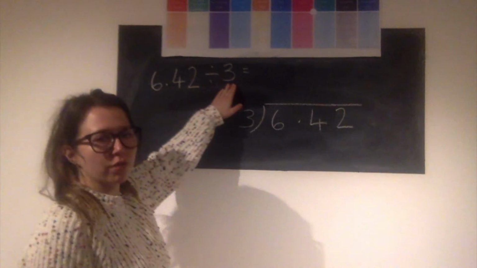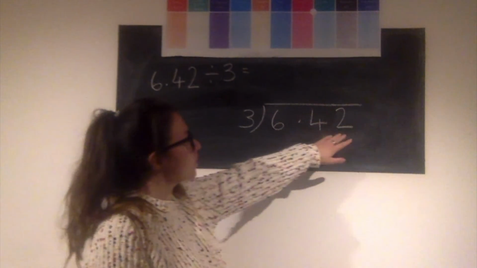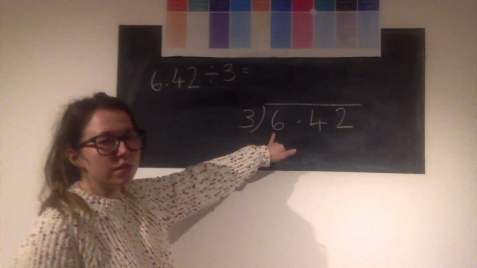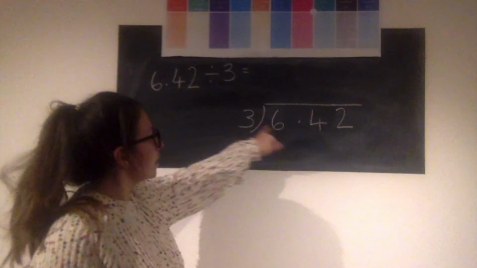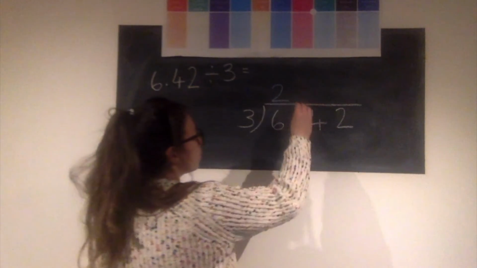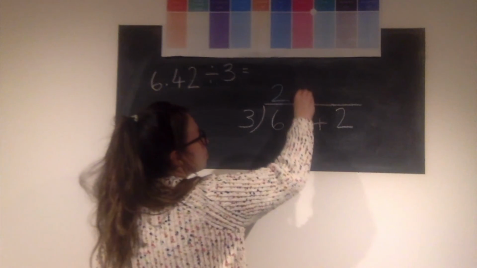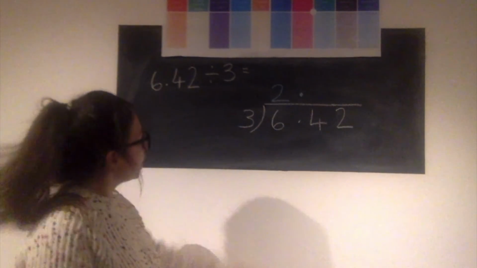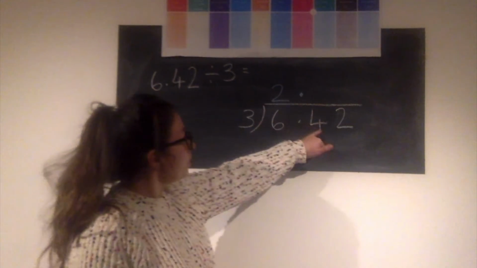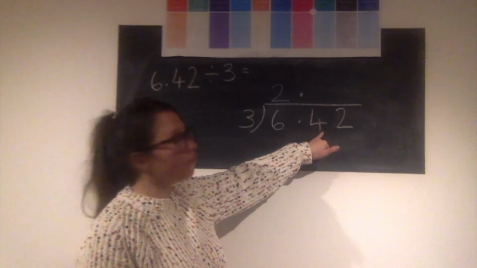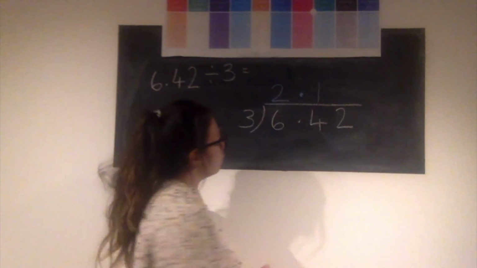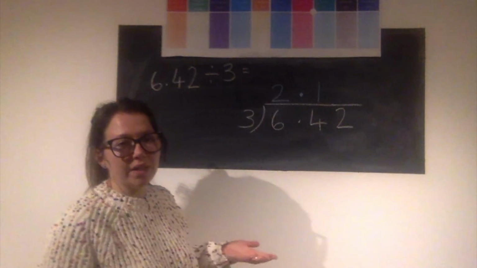6.42 divided by 3. 6 wholes, 4/10 and 2/100 divided by 3. Let's start off with our units. So how many 3's go into 6? How many groups of 3 are in 6? That gives us 2. 2 wholes. Next up is the decimal point, so I must remember to add that in. Now I've got 4/10. Well, how many groups of 3 can I get out of 4/10? Well, I can only get 1 whole group out of 4. And so I've got 1 left over.